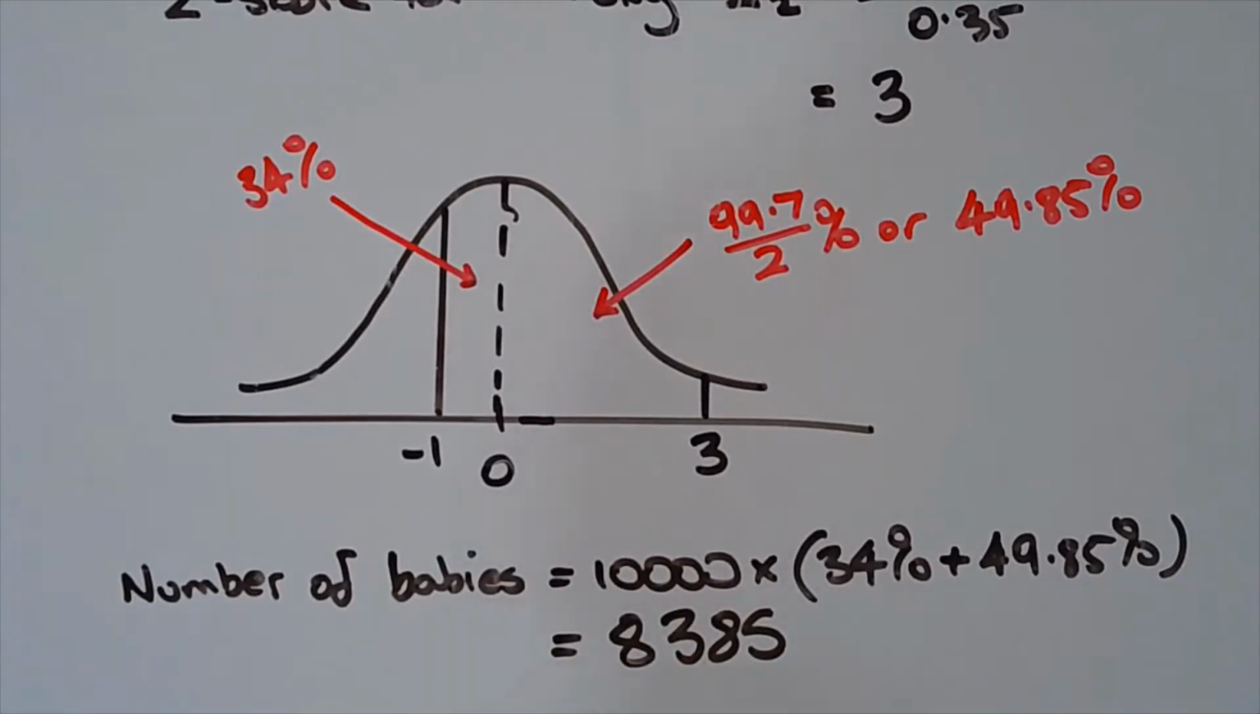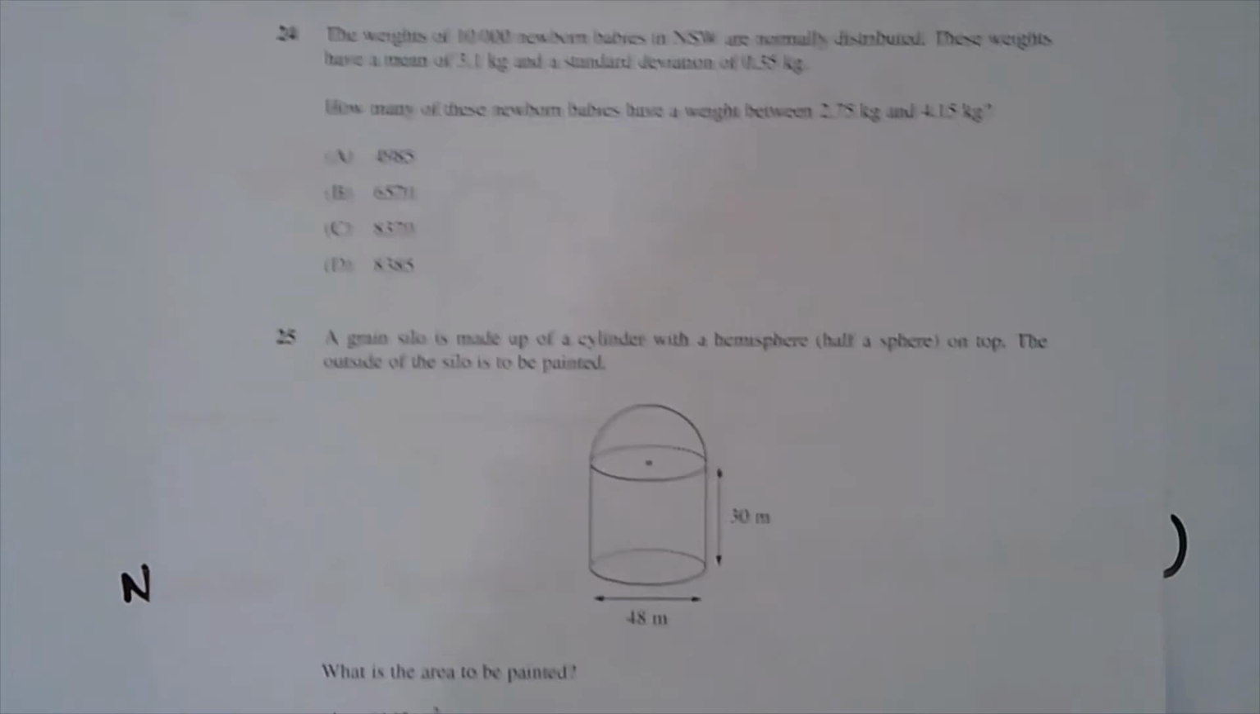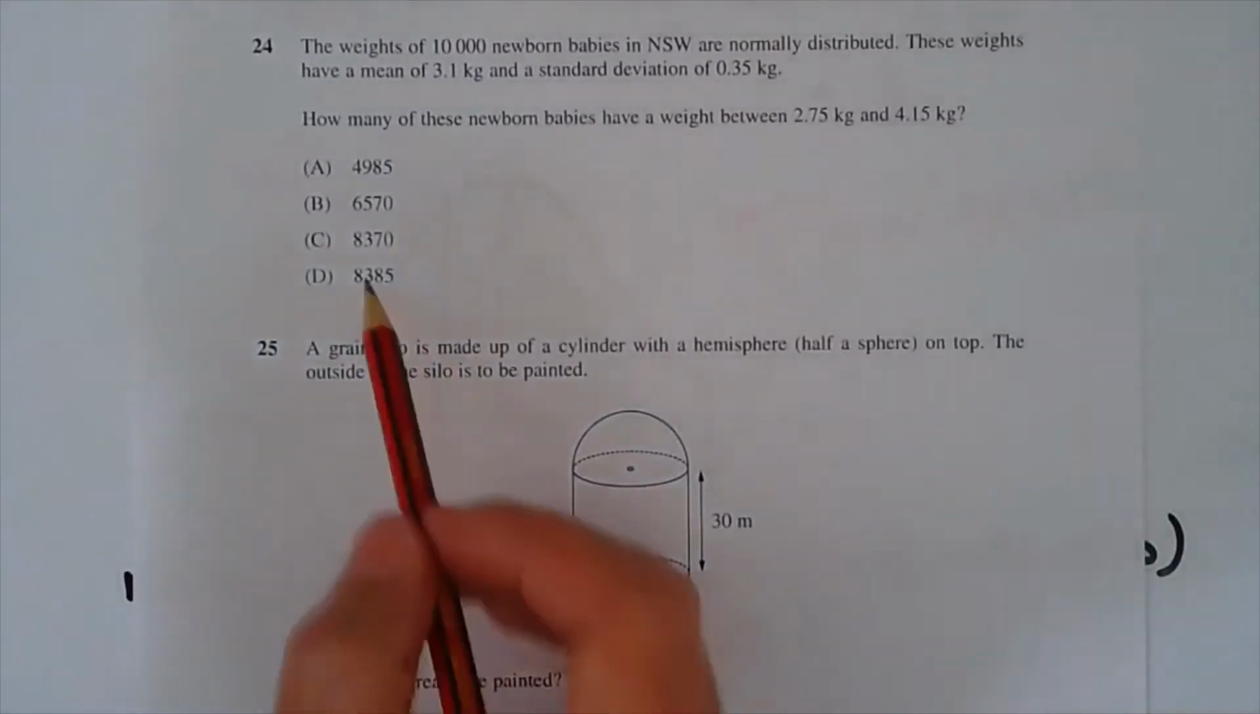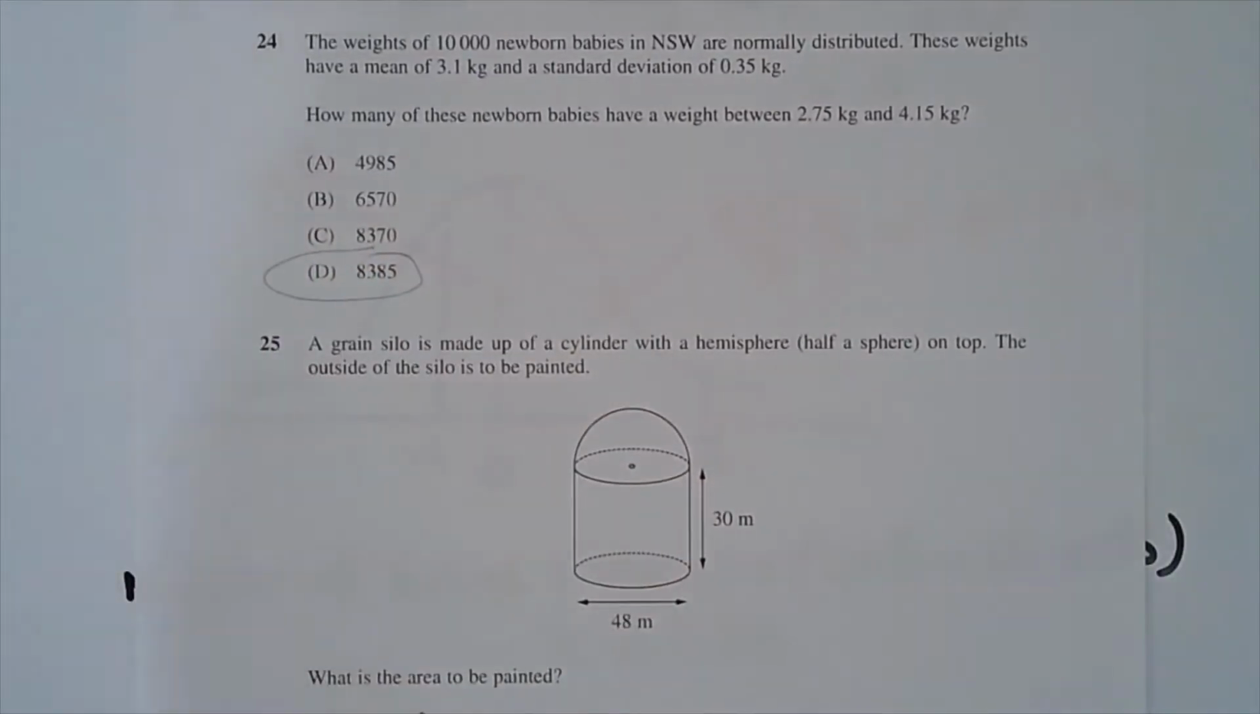So the number of babies is equal to 10,000, the number of babies surveyed in terms of their weights, multiplied by the sum of these two percentages, so 34% plus 49.85%, which I'll put in brackets. Multiplying that together, we get 8,385 babies that lie between the two weights specified, and that's option D.